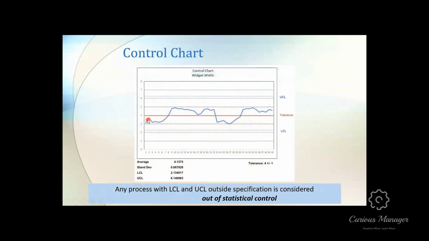As you can see here, all of these points fit inside the specification limits, but they are out of statistical control because the upper and lower control limits are outside the boundaries of your specification limits. So what this basically means is that this performance is unpredictable within the specification limits. And this happens a lot.